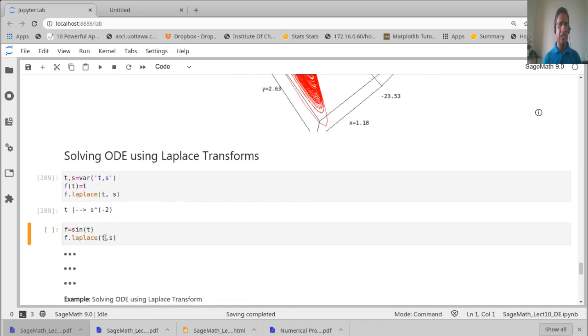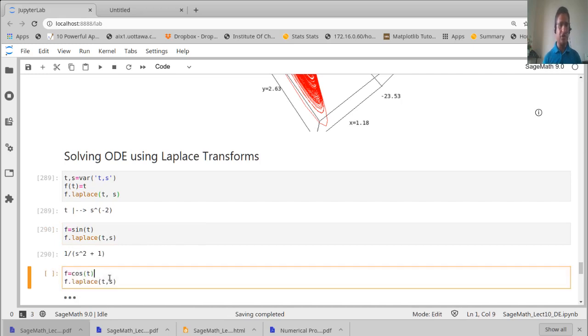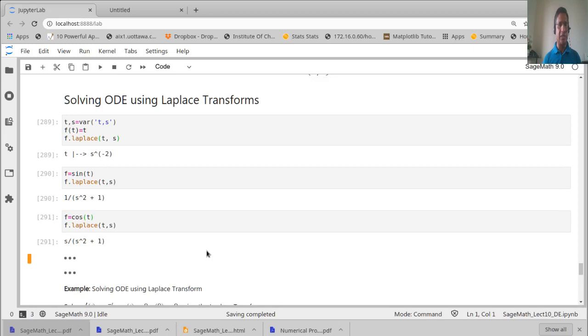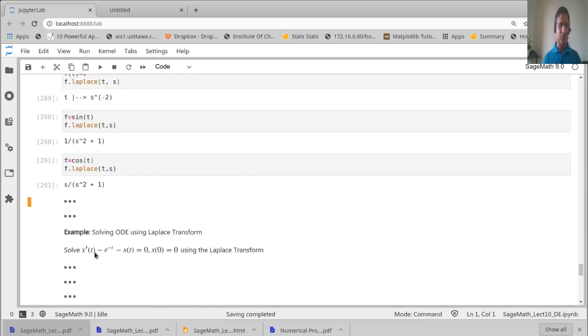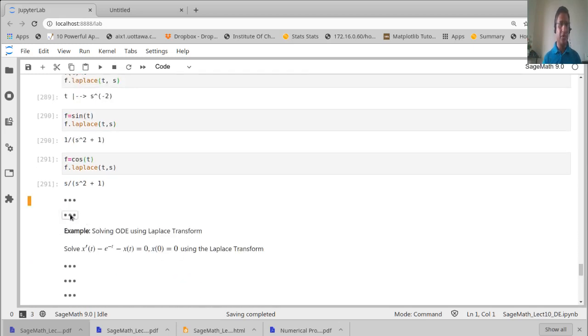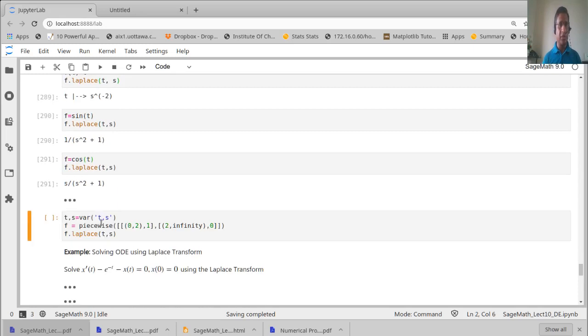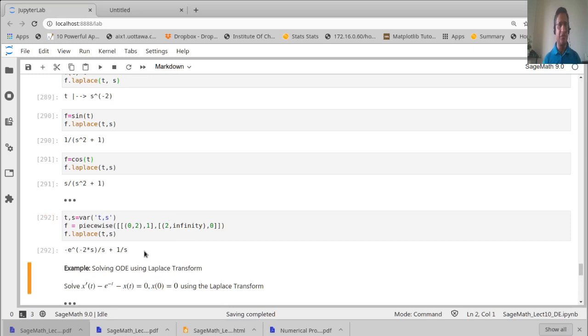Similarly, let us say the Laplace transform of sine t is 1 upon s square plus 1. The Laplace transform of cos t will be s upon s square plus 1, and so on. You can keep on doing this, including if you have a piecewise defined function, then also you can find its Laplace transform, right?